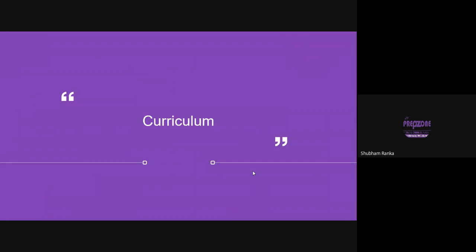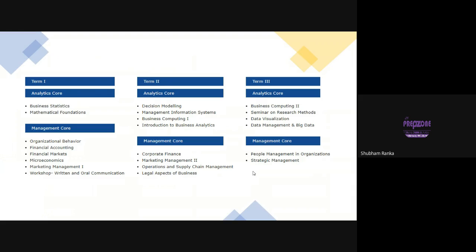Then I thought to include the curriculum so that people will understand what exactly they are going to study in this program. In term 1, we have the analytics course, core business statistics and mathematical foundation. Being an MBA graduate, I want to make it clear that every MBA graduate goes through business statistics and mathematical foundations.